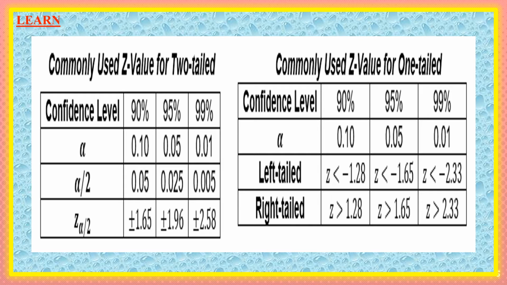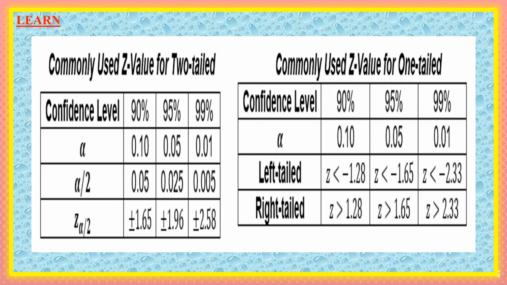For the confidence level, which is 95%, our alpha is 0.05. So our alpha over 2 is 0.025. Our z sub alpha over 2 is positive negative 1.96. For the confidence level, which is 99%, our alpha is 0.01. So our alpha over 2 is 0.005 and z sub alpha over 2 is positive negative 2.58.